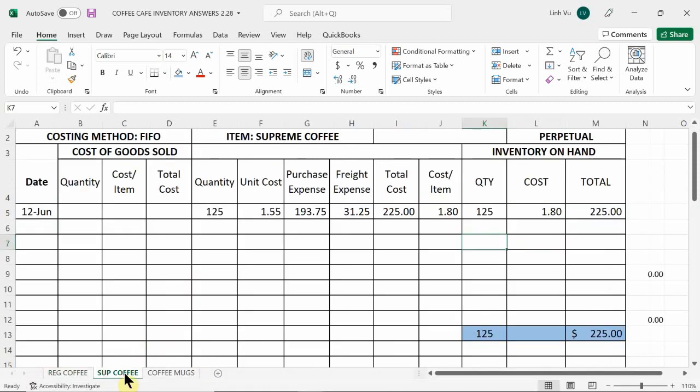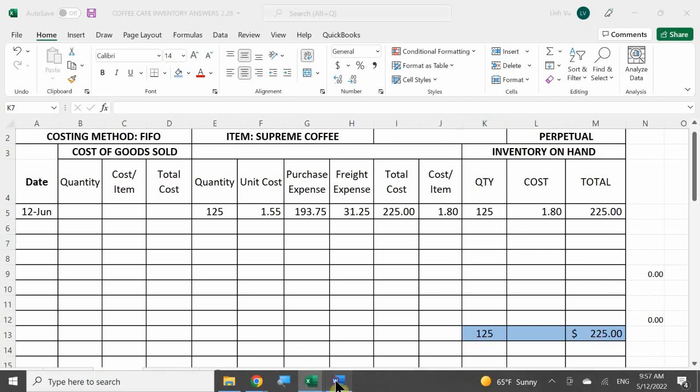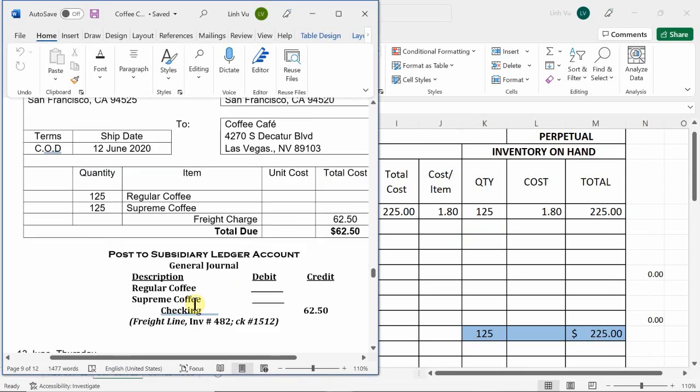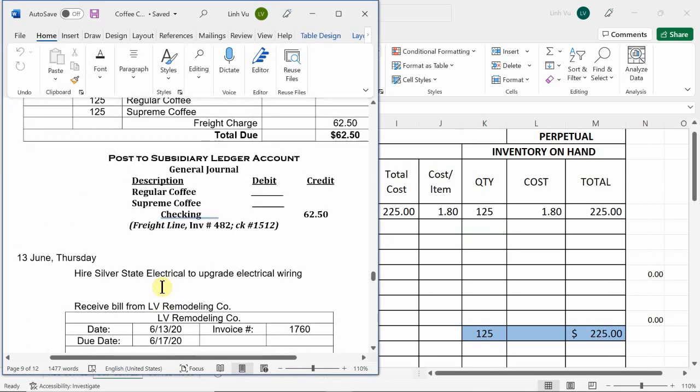So there you go. We know for a fact that $225 does match my ledger. But again, this is what I was doing: every time we sell something or every time we purchase something, we're going to constantly be referring to our ledger to make sure that we did the calculations correctly. All right, so that was the whole section on inventory.